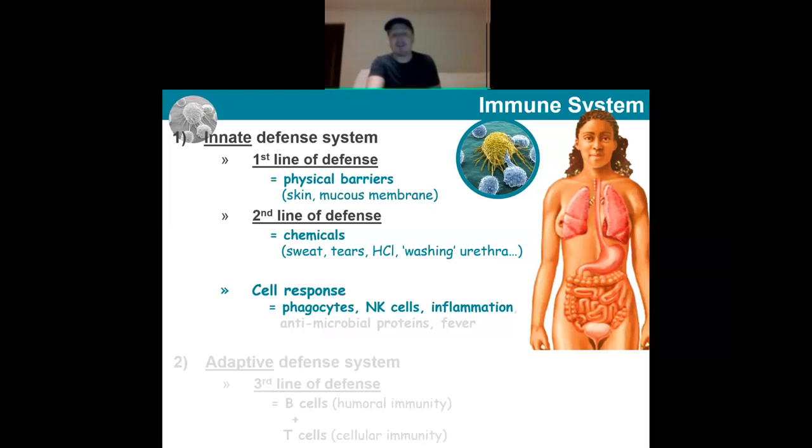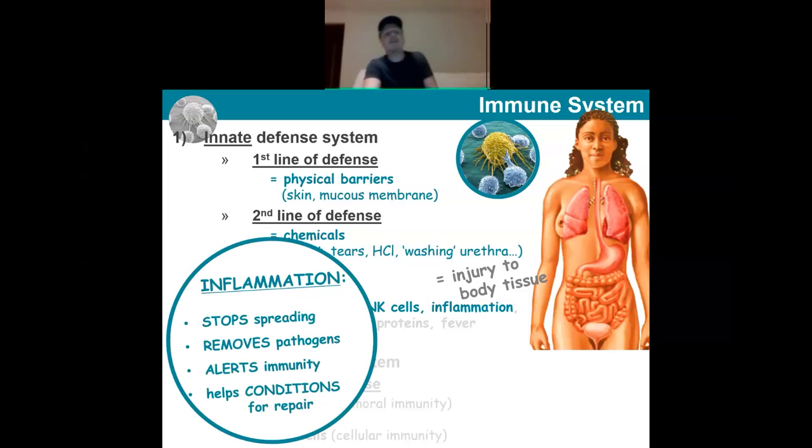We can also have inflammation, which is a cellular response. Inflammations are responses to different kinds of injuries on your body. Inflammations are usually actually serving a beneficial purpose. When a site of your body is inflamed, that inflammation stops that pathogen from spreading to other parts of the body. It also removes these pathogens. It alerts the rest of the immune system that, hey, there's a pathogen. And it also helps to generate conditions that are optimal for the repair of that site. So often, for example, by increasing the temperature of that site.